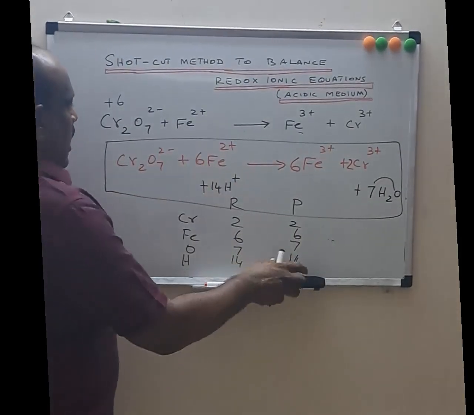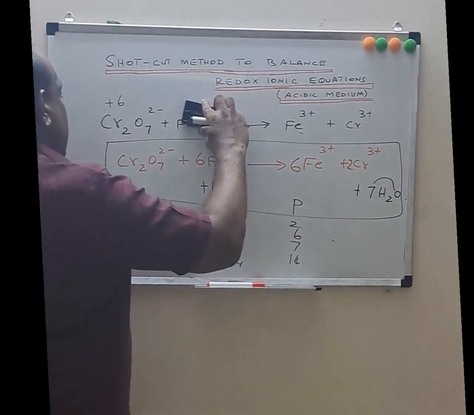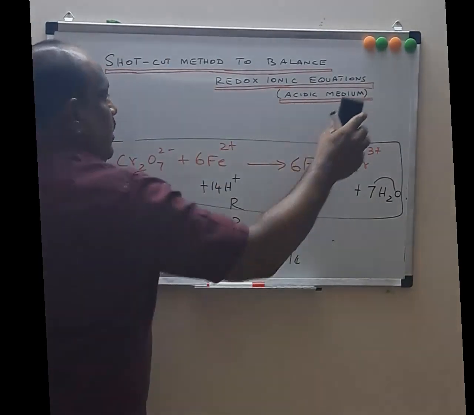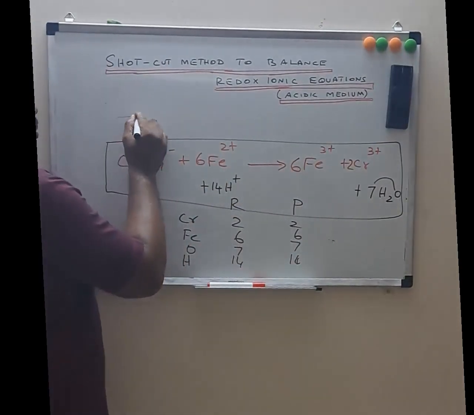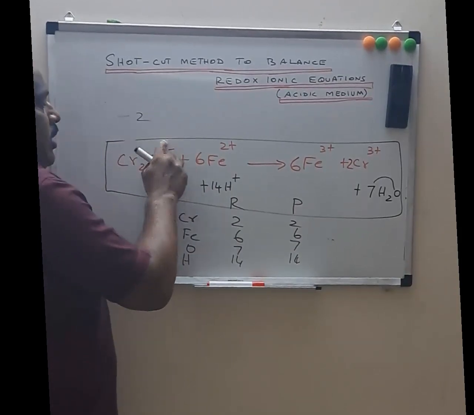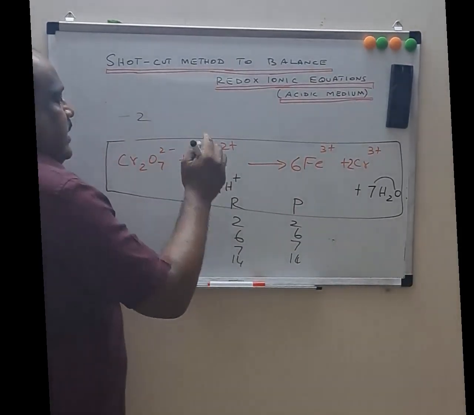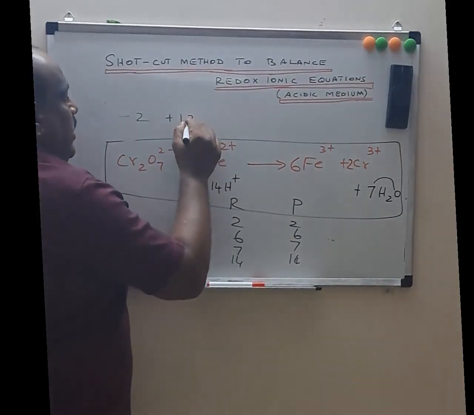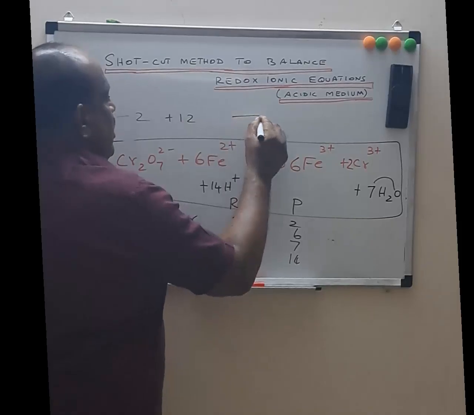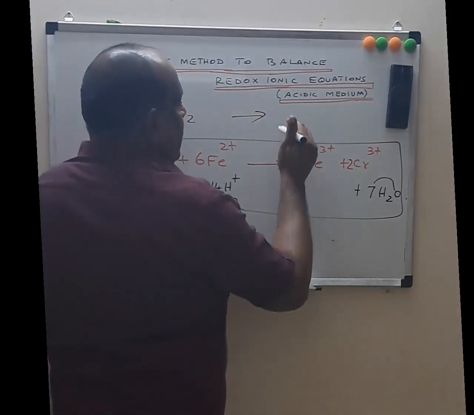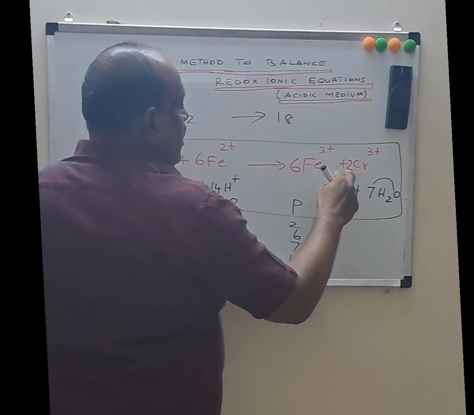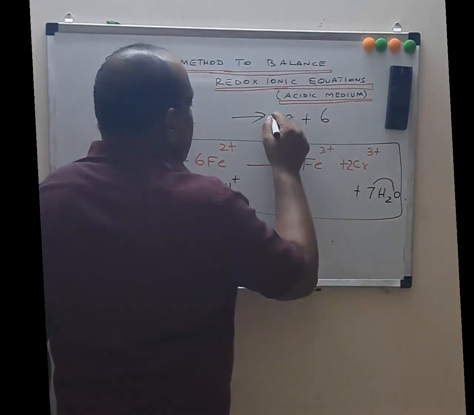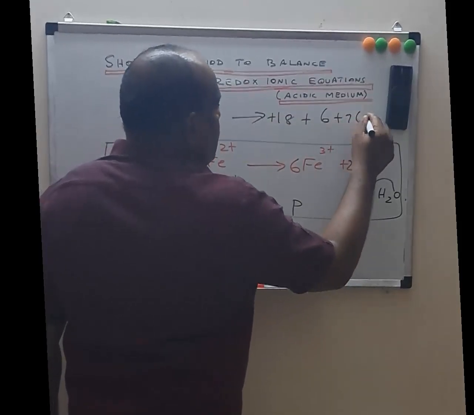What about the charges? I will write the charges above. Correspondingly I will write them. So here it is -2, because this entire chromate ion has a charge of -2. This entire ion has a charge of 2+, but multiplied 6 times. So it is 12, 2 into 6 is 12. Which gives rise to 3 into 6, it is 18. Then 2 into 3 is 6. Plus 7 into 0 because water is neutral.